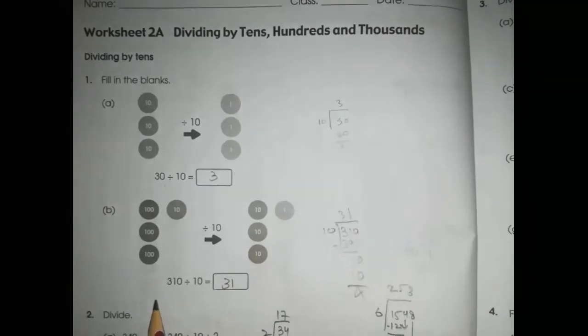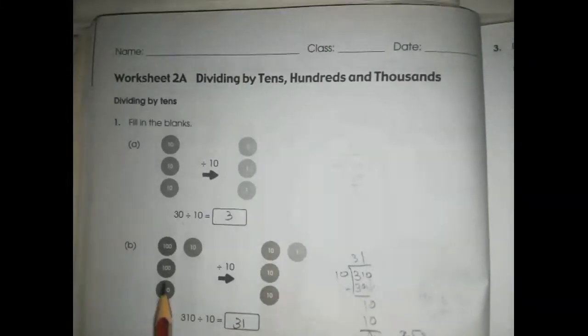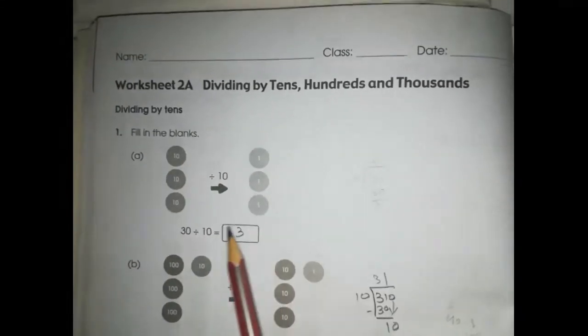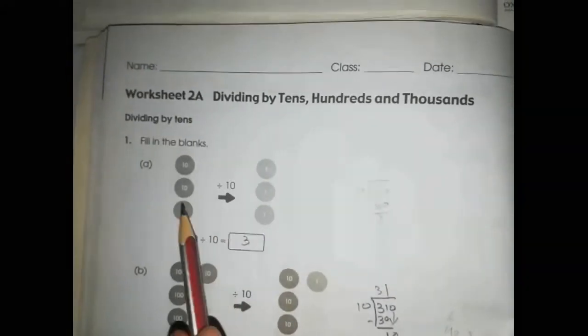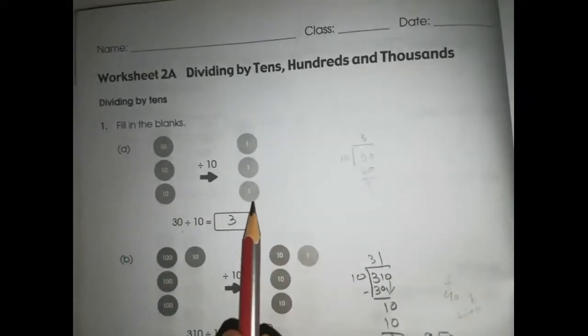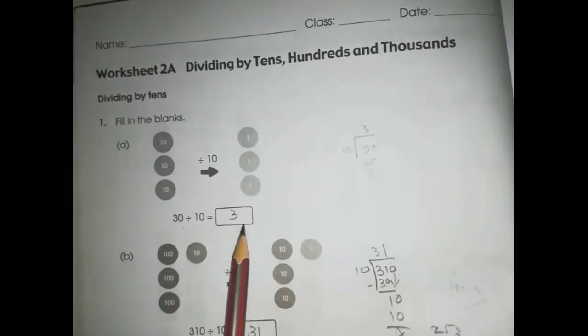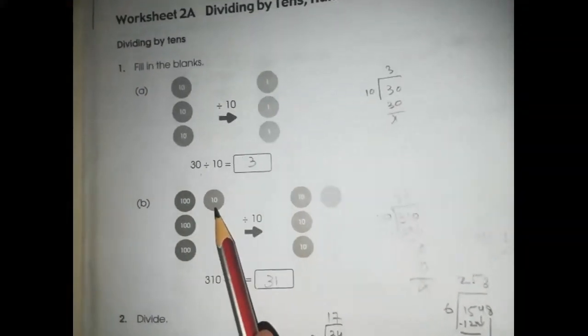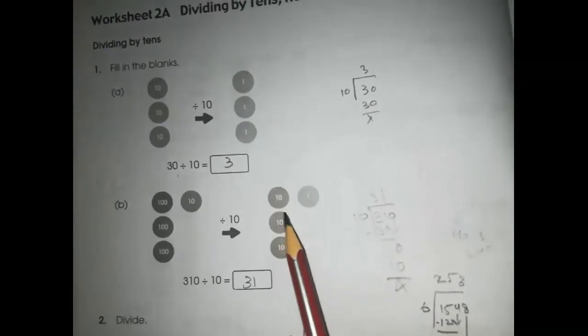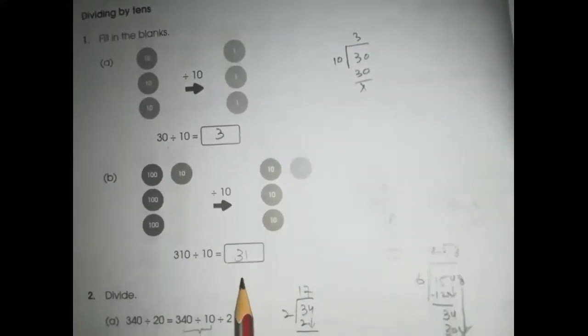Now we will solve worksheet number 2A, dividing by 10, 100 and 1000, and subtopic is dividing by 10. Fill in the blanks. As we already know, if we divide 10 by 10, we will get answer 1. So 10s become 1s, and we get 30 divided by 10 is equal to 3. Similarly, when we divide 100 by 10, we will get 10. So when we divide 310 by 10, we will get answer 31.